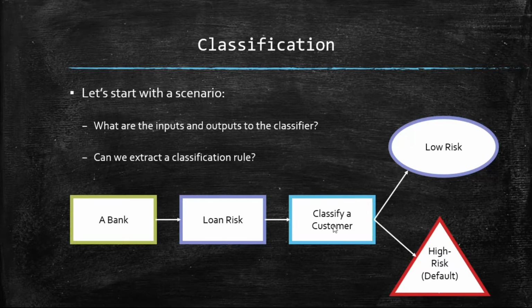So we have a bank, and the bank wants to measure the loan risk. So basically they want to classify their customers, hence the word classification. They would like to figure out if a given customer who's applied for the loan is a low-risk customer, right? Meaning that we can easily accept their application and grant them the money, or they're a high-risk customer, meaning that they are going to default on their loan, meaning that they're not going to be able to pay back the loan that we will give them.